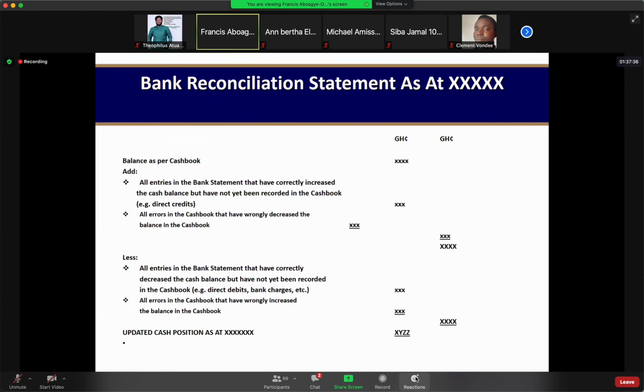Now, what you need to understand is that we are assuming that the balance as per the cash book is positive. But if it were negative, we would have put it in parentheses, so that anything that the bank has recorded as credit, you are now going to record as debit. So all of it will now be added, and it will go to show the total credits.